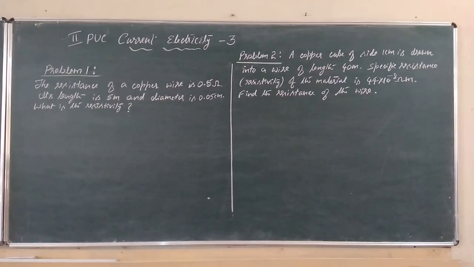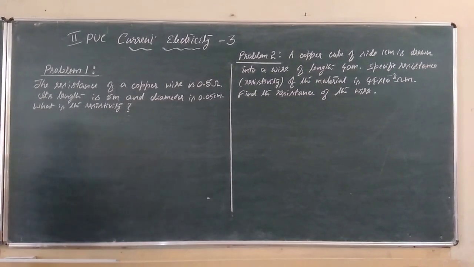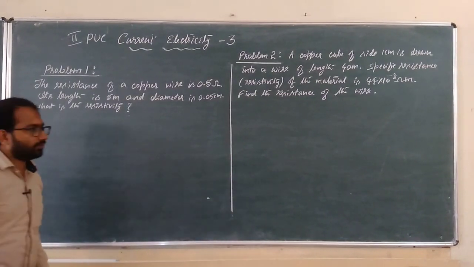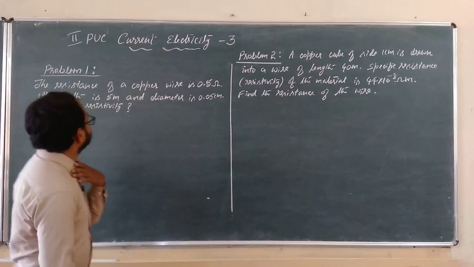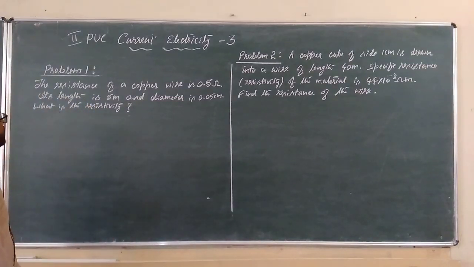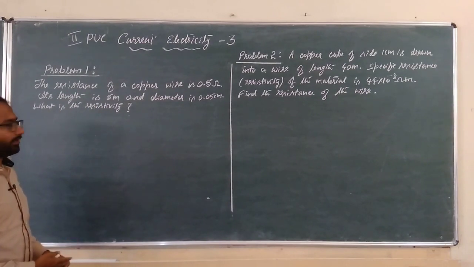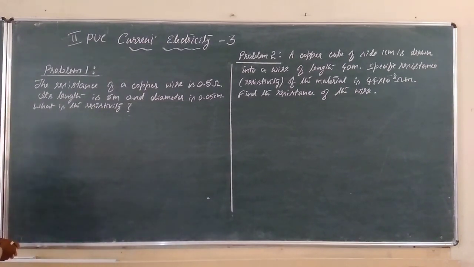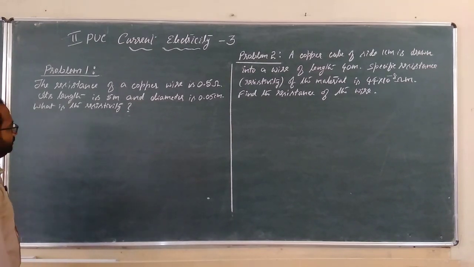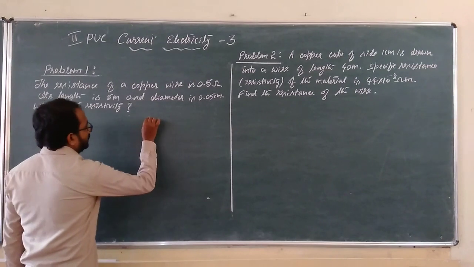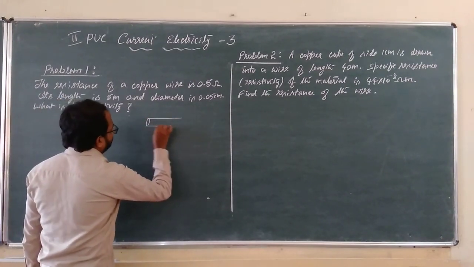Namaste everyone. We saw some problems related to resistivity of the material of a conductor. So the first problem: the resistance of a copper wire is 0.5 ohm. Its length is 5 meter and diameter is 0.05 centimeter. What is the resistivity? So it is a copper wire.